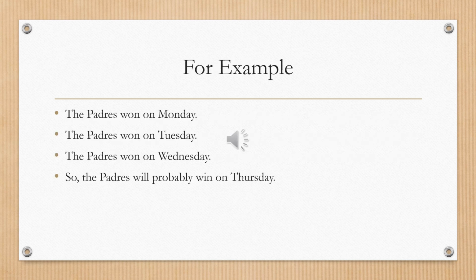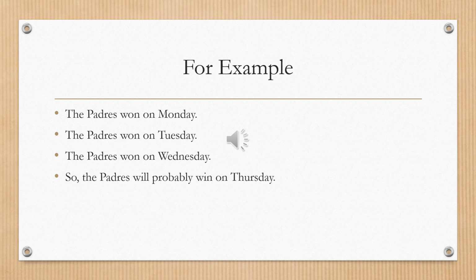And so, for example, here's an illustration of an inductive argument. It's a prediction. The Padres won on Monday. The Padres won on Tuesday. The Padres won on Wednesday. So the Padres will probably win on Thursday. Notice that we're making a claim about what's going to happen on Thursday based on what happened on Monday, Tuesday, and Wednesday. The general rule of inductive reasoning is that the future tends to be like the past.